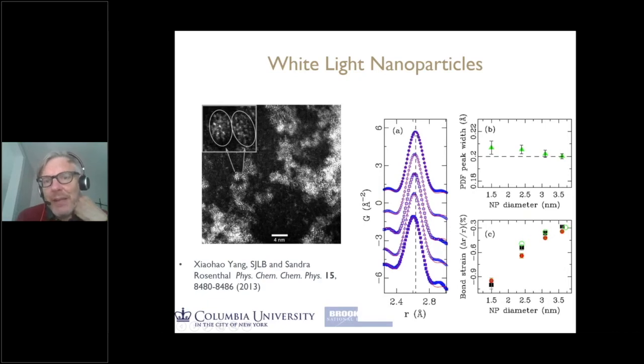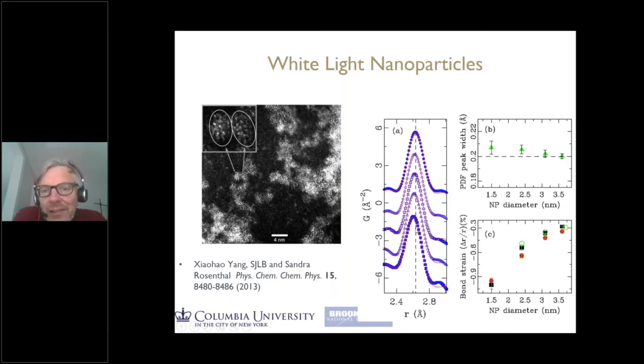So this PDF peak here is the nearest neighbor cadmium to selenium peak. And this is the peak in the bulk at the top. And I've drawn a dashed vertical line at the position of the maximum of that peak in the bulk structure. And if you look very carefully, as the nanoparticles get smaller and smaller as we go down this stack, the center of that peak moves further and further to the left. So what it's actually telling us is that there's a compressive strain as a function of nanoparticle size.